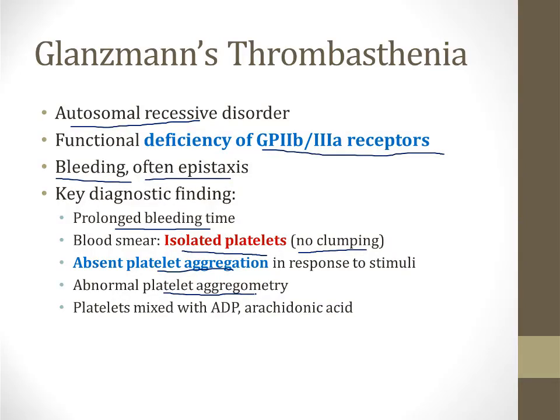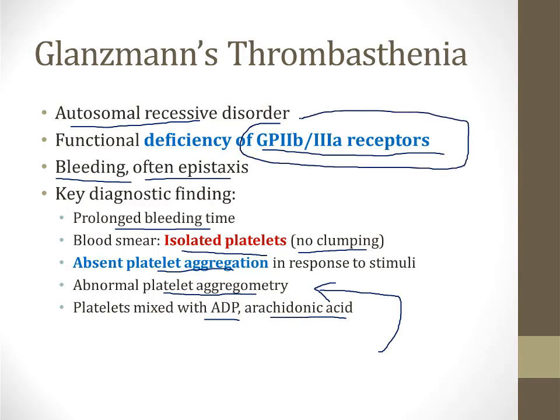So in this test, platelets are mixed with stimuli that should make them clump together. These are things like ADP and arachidonic acid. And what you will see in Glanzmann's thrombasthenia is that the platelets will not aggregate normally, and that's because they are missing or deficient in functional GP2B3A receptors.